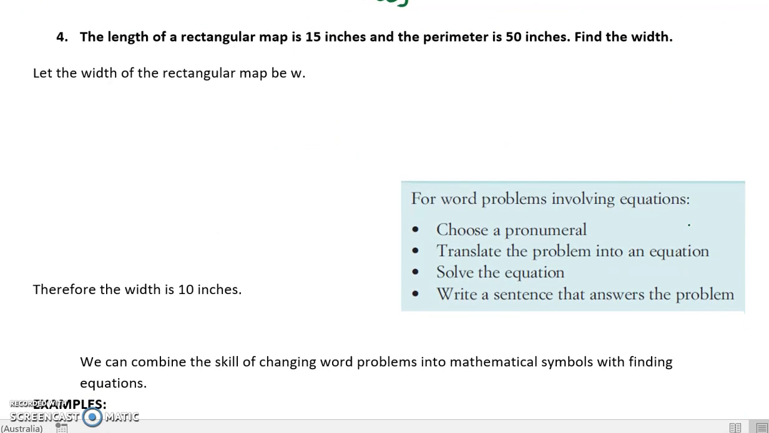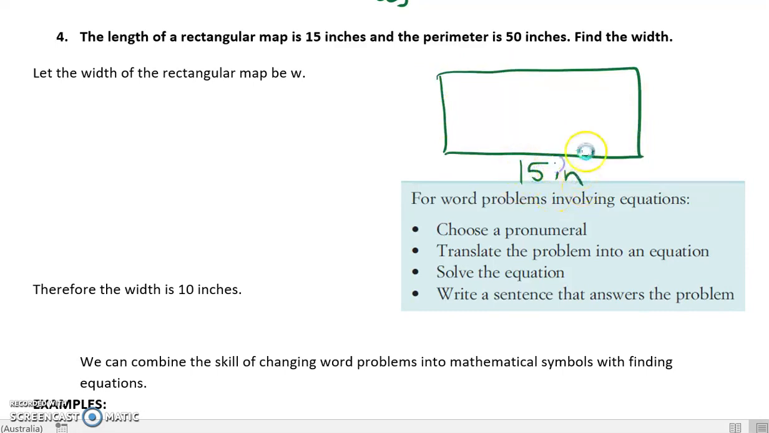It says the length of a rectangular map is 15 inches and the perimeter is 50 inches. Find the width. Let the width of the rectangular map be W. So the first thing I'm going to do in this problem is draw a rectangle. It tells me the length is 15 inches and the perimeter of the whole thing is 50 inches. They want me to find the width.